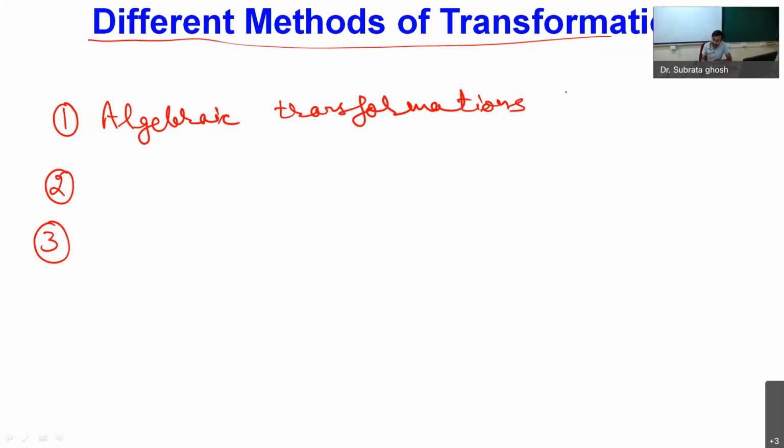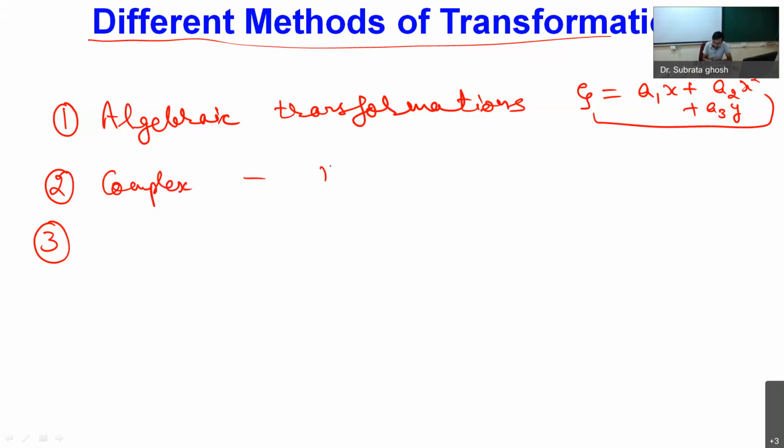So it means our transformation functions, for example, say zeta, will be some algebraic expression. I can write a1x plus a2x square plus a3y, something like this. So I'll have some algebraic expressions which will relate the transformation from one coordinate system to another coordinate system. Okay. The second type of transformation function we may have is complex transformations.